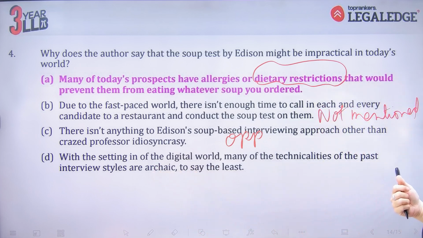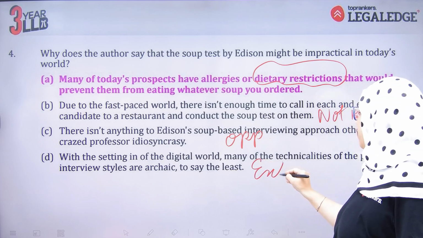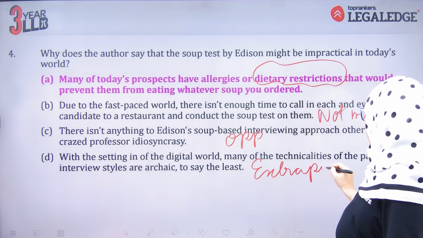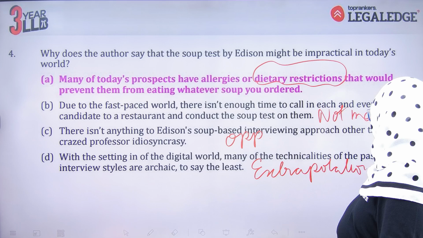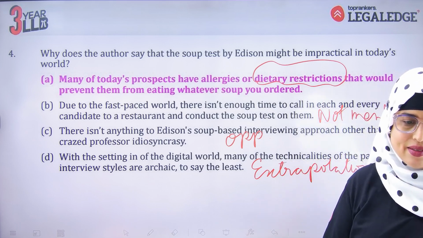Now, with the setting of the digital world, many of the technicalities of the past interview style are archived to say the least. ये extrapolation हुआ. Extrapolation का मतलब होता है you go beyond what is given in the passage. So extrapolation definitely is not the correct answer.